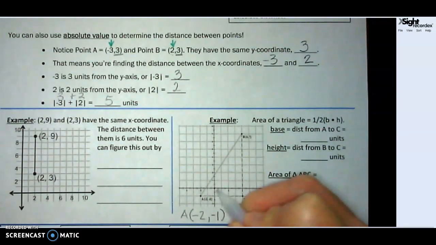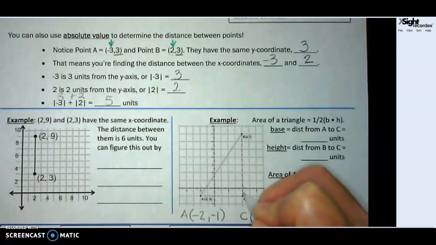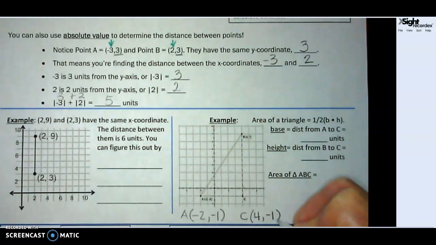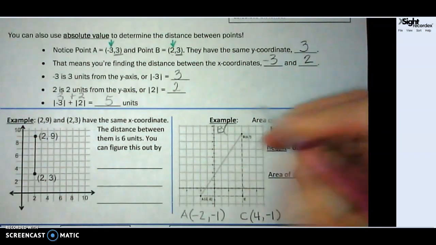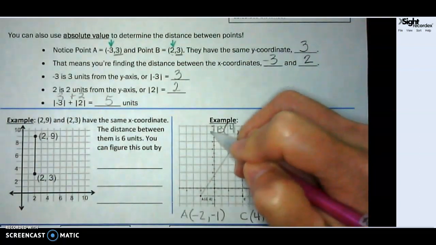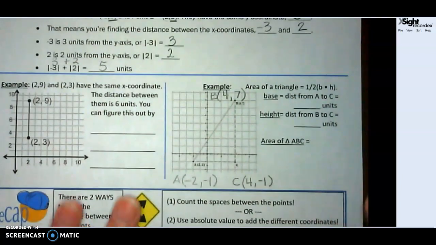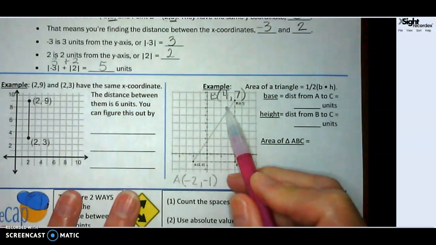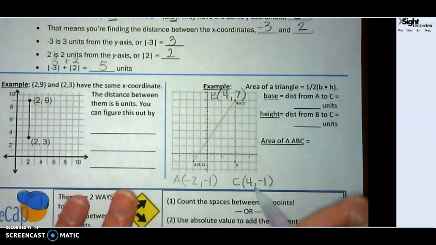The point for C: I'm going in a positive direction 4, so the coordinates are 4, and then I go down 1, so -1. And point B is on the same line as C, so it's going to have the same x coordinate, 4, and then if you can read that number, it's +7. So now we have a triangle. We have our coordinates, and we've labeled them, and I would suggest that you label the points with the coordinates because in your practice work, you'll need to do that.